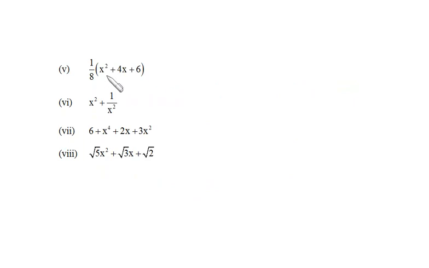Here we see the variables are having positive powers, so this is a polynomial. In this case, this x is having positive power, but this x is having negative power. We will write it as x square plus x raised to minus 2. So further, it will not be a polynomial. In this case, all the x's are having positive powers, so it's a polynomial.